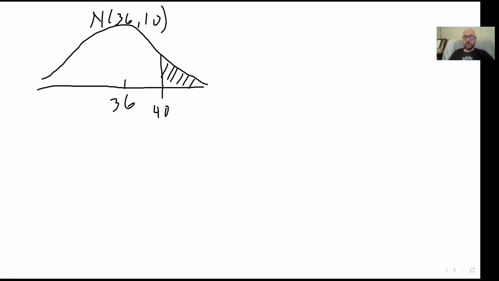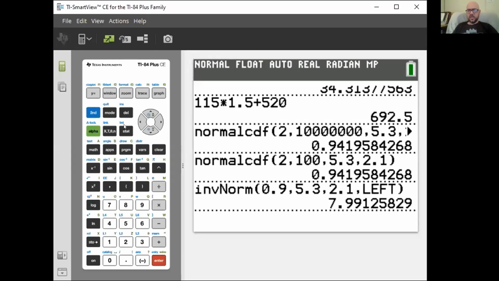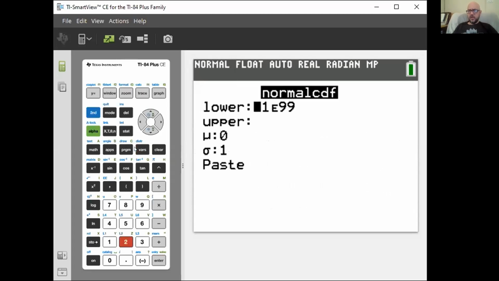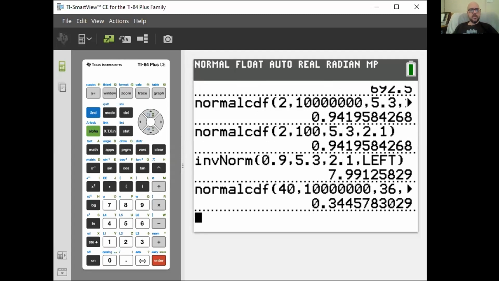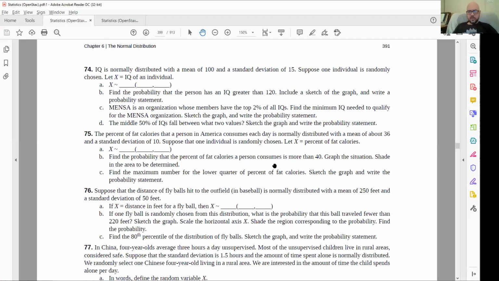I'm just going to jump over to the calculator and do it. So we've got normal CDF, 40 up to infinity, with a mean of 36 and a standard deviation of 10. 34.46%. There you go. Graph the situation, shade in the area. We did that. Great. Find the maximum number for the lower quarter of percent of fat calories.